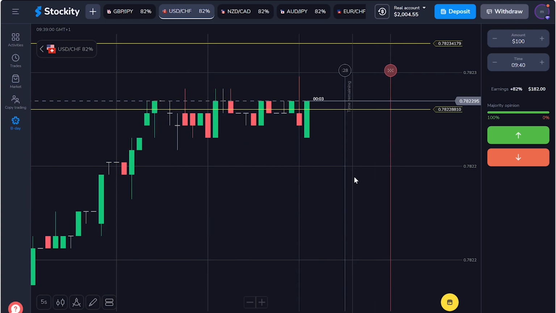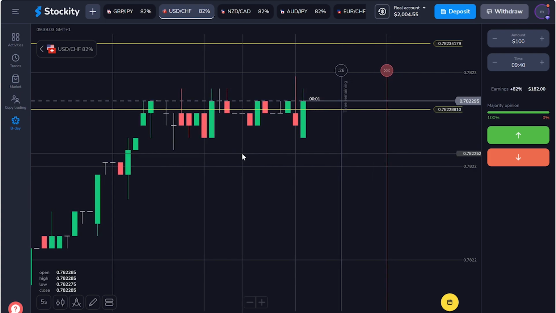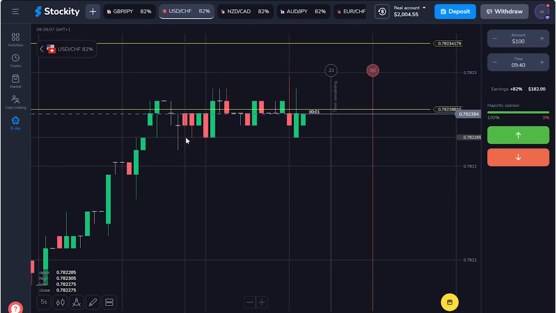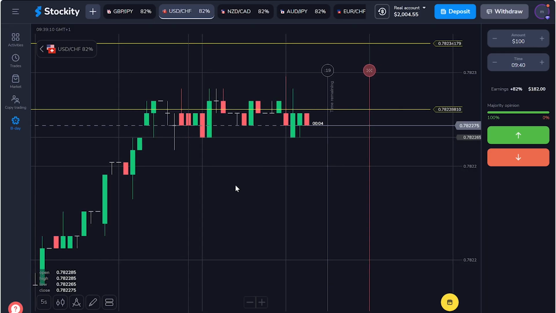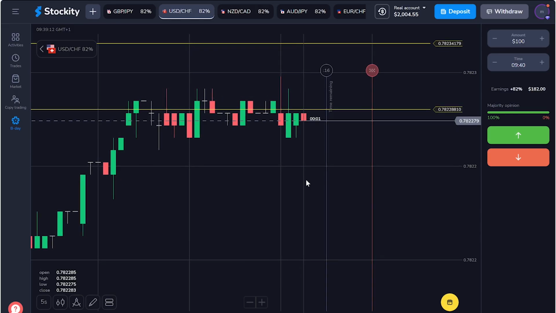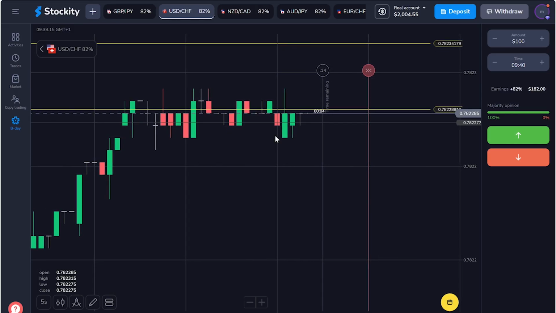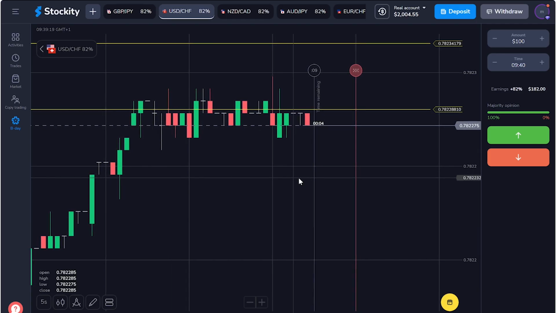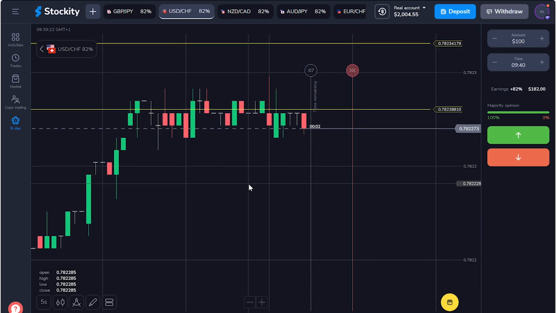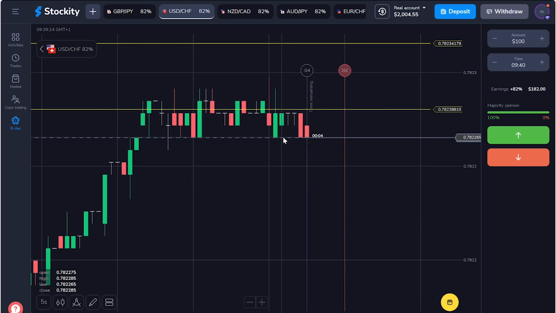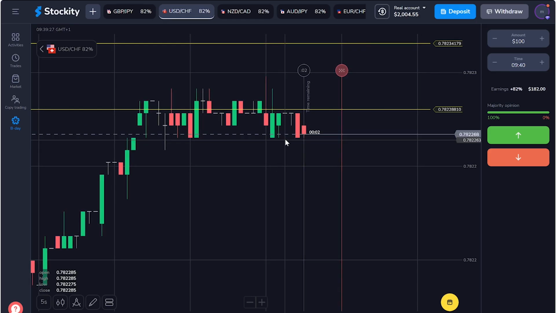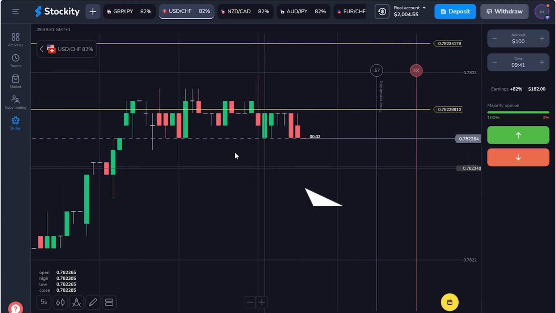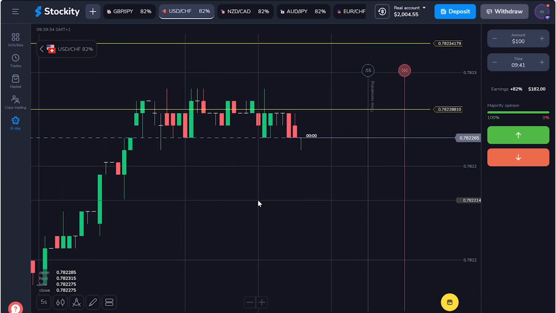Okay, that rejection. This is a reversal candle. I need it to break this level. I need this level to be broken, then I can go for my trade. But we have a sweep here, so we need to wait. Okay, all right, I need this level to be broken. Then I can go for my trade. Let's wait.